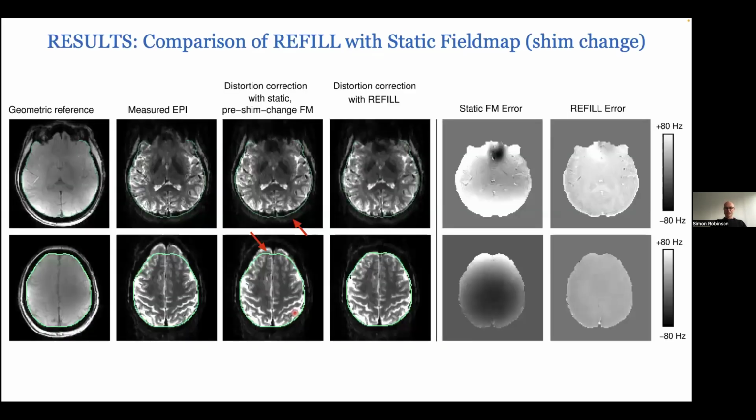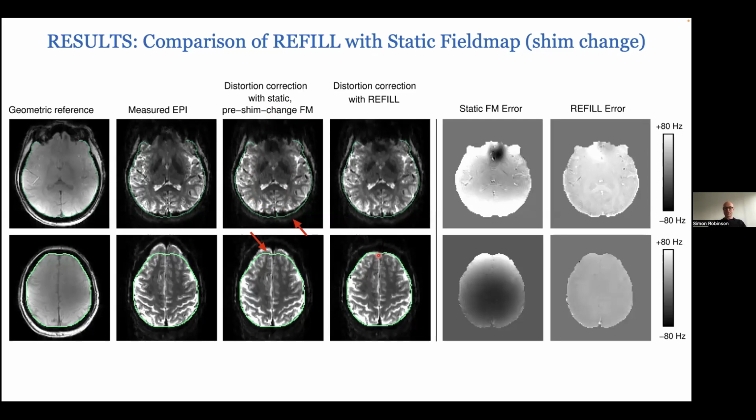So let's see it then also, if we deliberately change the field by changing the shim, then obviously the static field map correction doesn't work very well. We can see that the refill map does. So that's not only a sanity check, it also confirms that these phase offsets then are quite robust to changes in shim, but also we tested them for changes, quite large changes in head position.